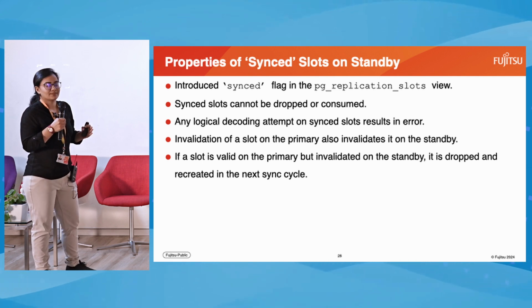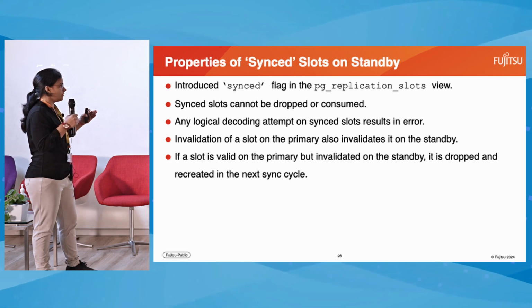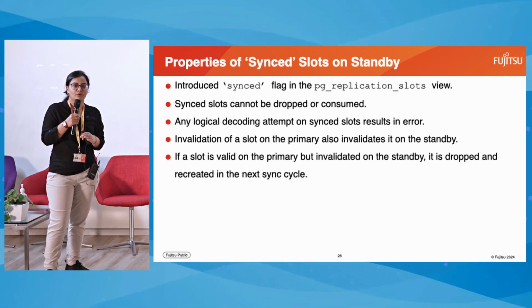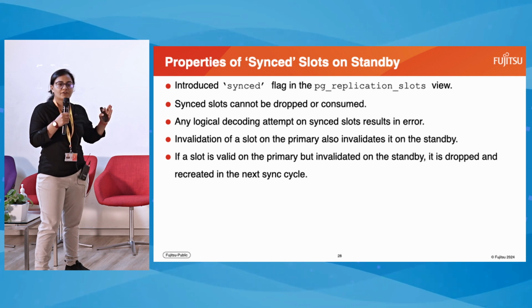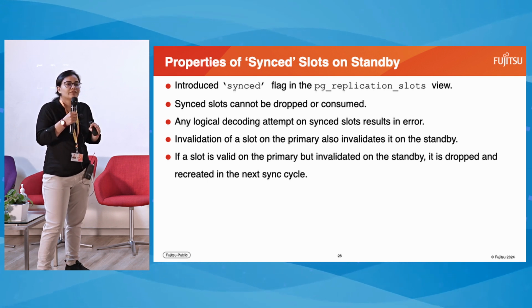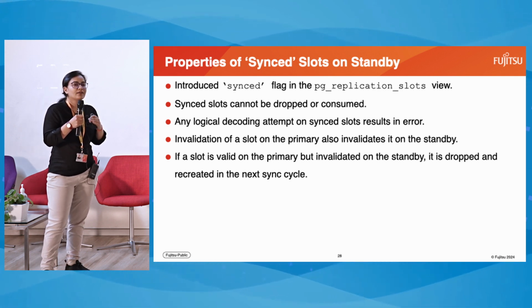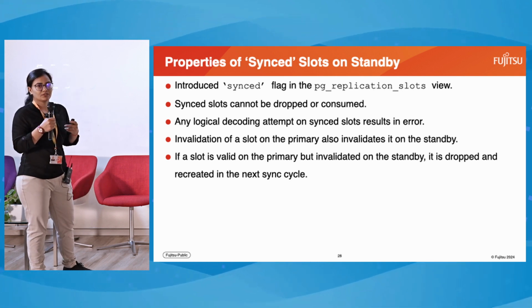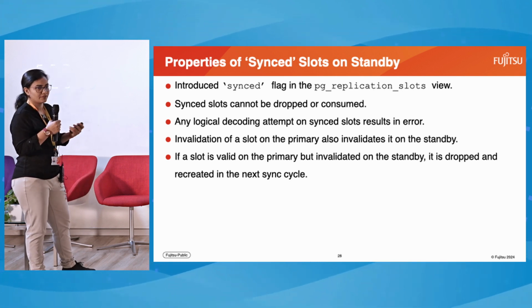And in a case where the slot is valid on the primary but gets invalidated on the standby node, the worker will drop it, and it will be recreated again on the next sync cycle. So that's how it keeps the slot up to date with the primary node.